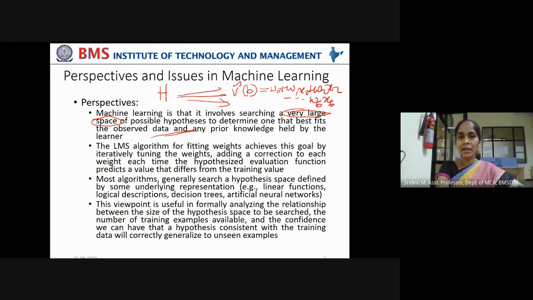Say H1 is one hypothesis having weights as 2, 3, 4, and you have another hypothesis H2 having weights as 4, 6, 9, like that. You will have lots of such hypotheses. Now, what is your goal? Your goal is to select one hypothesis which best explains the historic data's behavior.